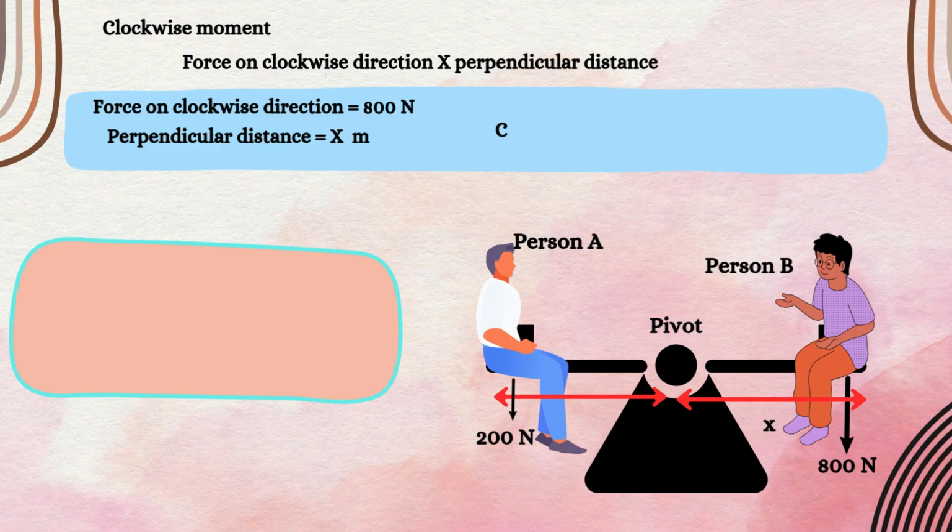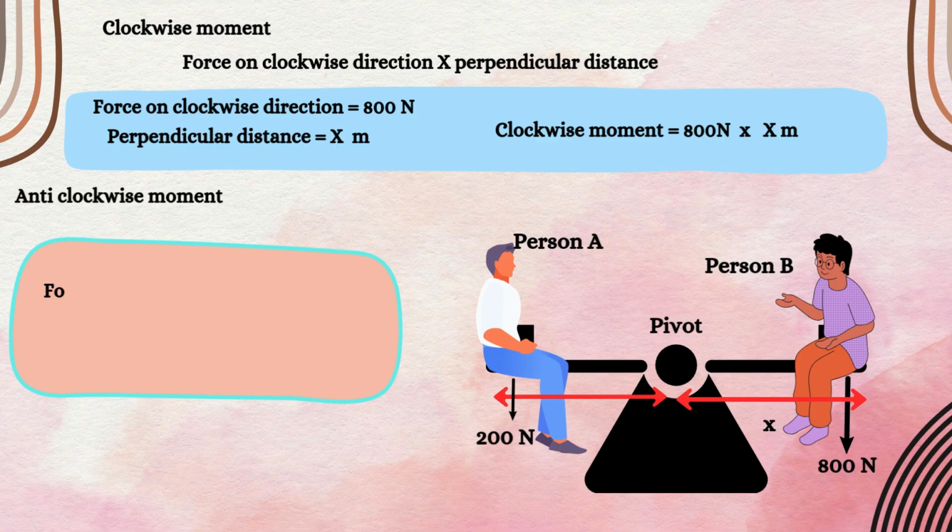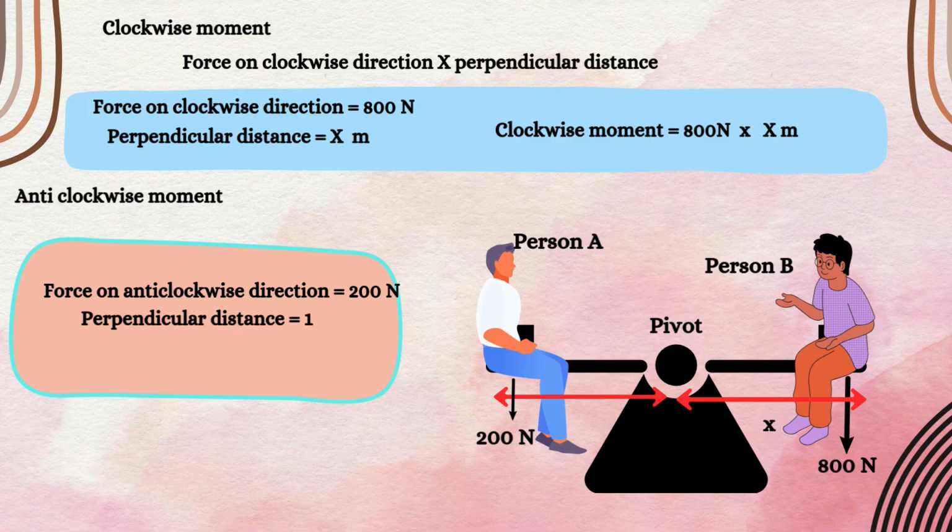So clockwise moment equals 800 Newton times x. To find anti-clockwise moment, follow the same method as we did earlier. We get 200 Newton is acting in the anti-clockwise direction. Perpendicular distance to 200 Newton is 1 meter. So anti-clockwise moment is equal to 200 Newton times 1 meter, which is equal to 200 Newton meter.